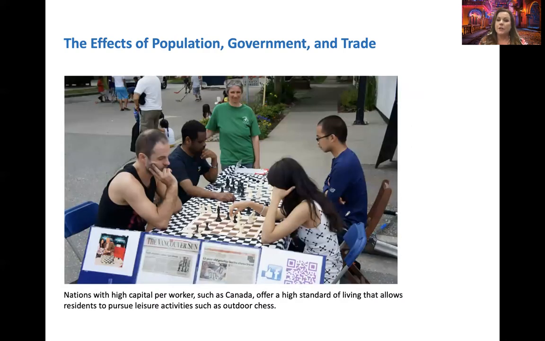Now, population growth can affect the economy. We have a really good GDP per capita in the United States, but Canada is better. Canada has a higher GDP per capita, and so they have a standard of living where people can do more fun things, more leisure activities. In America, we like to work people to death. We do. Yeah, we really do.